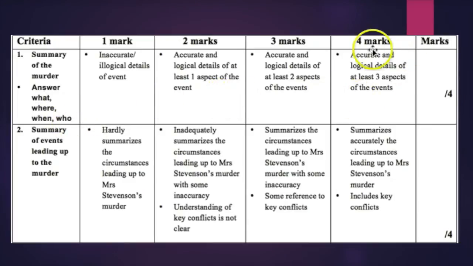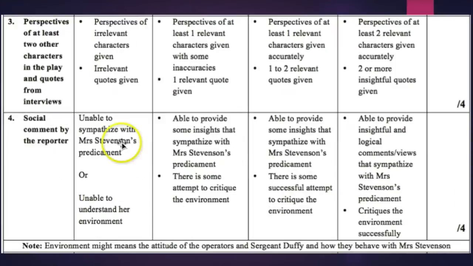So basically, if it's accurate and logical, and you've got at least 3 of these 4 W's, we'll give you 4 marks. This is basically your lead. Next, the sequence of events. It's got to be accurate and it includes key events, key conflicts. Next, perspectives of at least 2 other characters. This is where your quotes come in.